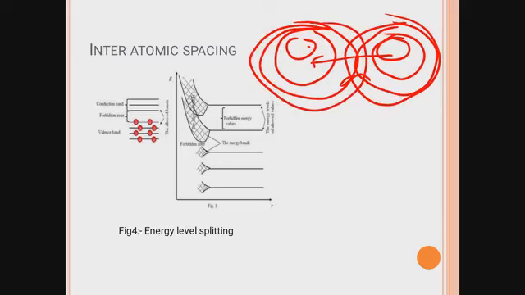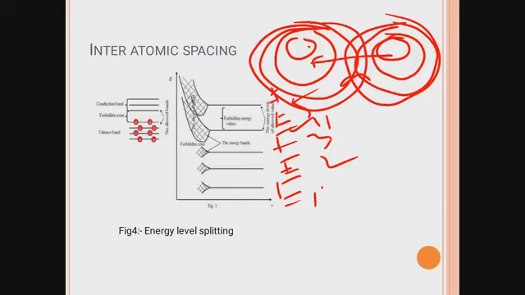When two atoms are well separated, there is very little interaction between them, and therefore the collection of atoms is characterized by discrete energy levels, because each atom has these energy levels. Suppose this is E1, this one is E2, this one is E3, this is E4, this one is E5. So each and every atom has different discrete energy levels, which are basically E1, E2 and E3.